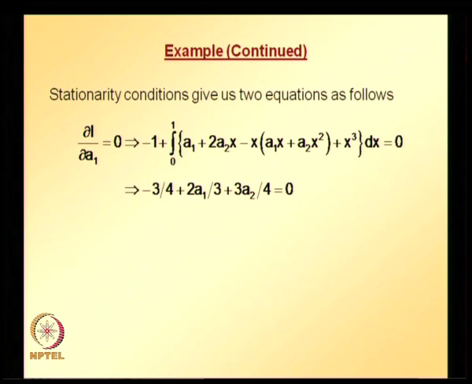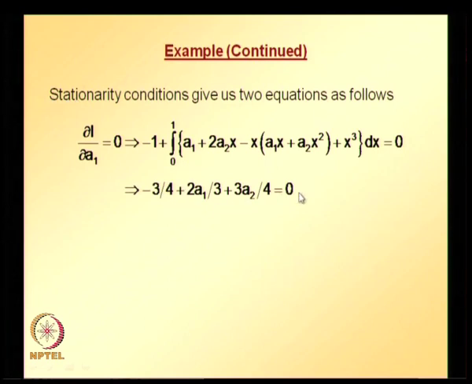If you have n unknown coefficients, then the partial derivative of I with respect to each of these n unknown coefficients should be independently equal to 0. Here we have two unknown coefficients a1 a2. So the first stationarity condition is the partial derivative of I with respect to a1 equal to 0, and you already have I as a function of a1 a2, you take the partial derivative of that with respect to a1 and equate it to 0, that gives you this first equation.